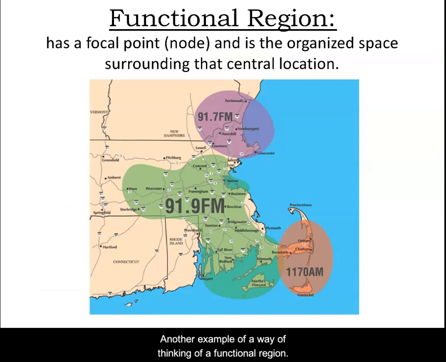Another way of thinking of a functional region is a radio tower. You're driving in your car and you get further and further away from that signal, it's going to get weaker and weaker, and eventually it's going to run out. This map is showing Massachusetts and various stations there, and basically their range, or the functional region of that radio station.